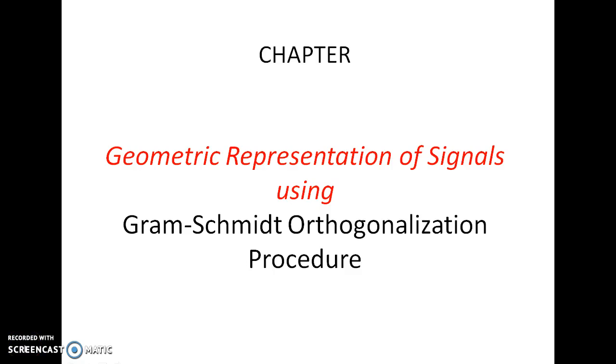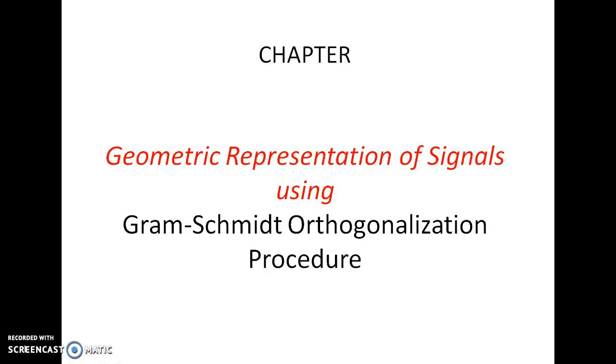Hello everyone, in my topic I will be discussing the geometrical representations of signals using the Gram-Schmidt orthogonalization procedure, the steps of which we have already dealt with. As we know, in digital communication we have to transmit digital data. We use that digital data to modulate a carrier, and then at the receiver side we have to do the demodulation in the presence of noise, and we have to get our signal back.